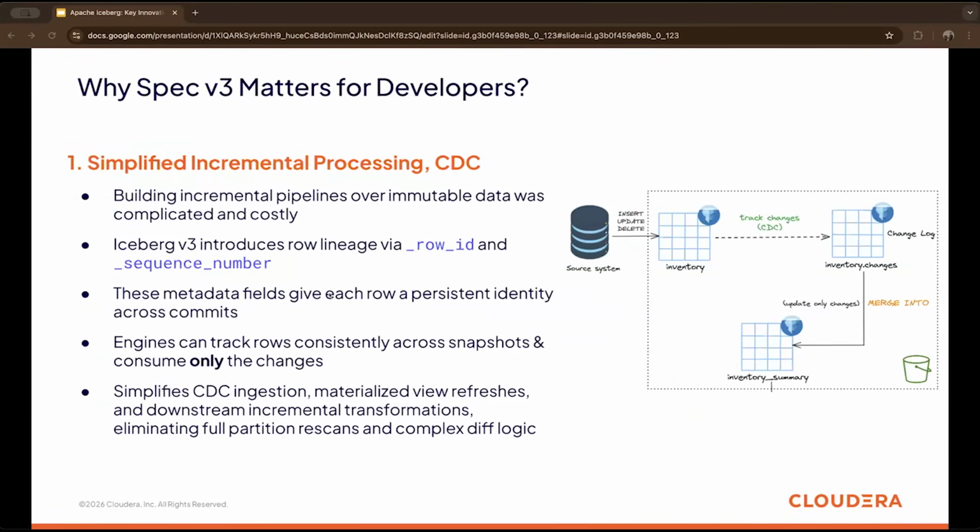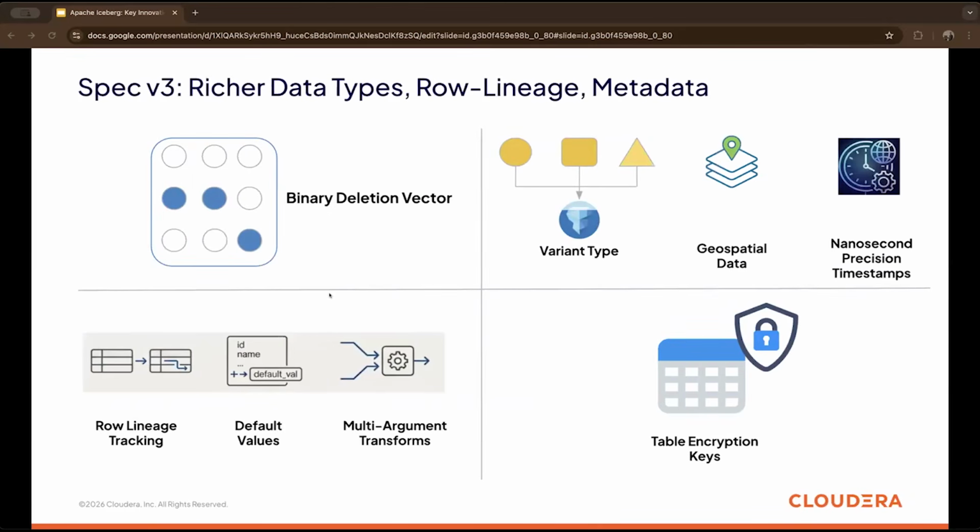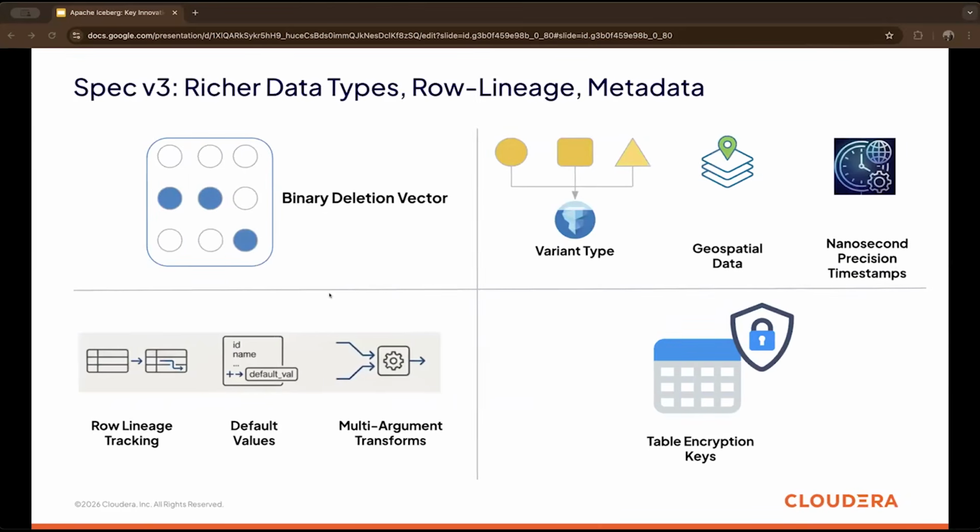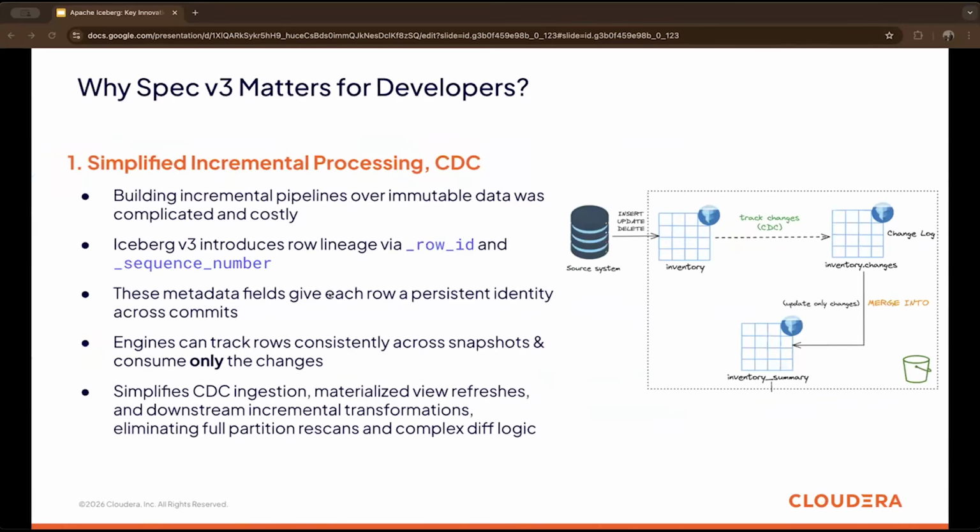So this is the slide where we're talking about these features themselves. I want to take a little bit of time understanding how these features make sense in real-world use cases, right? That's super important. So the first area was mostly incremental processing and CDC kind of workloads.